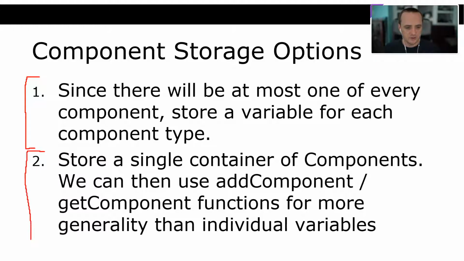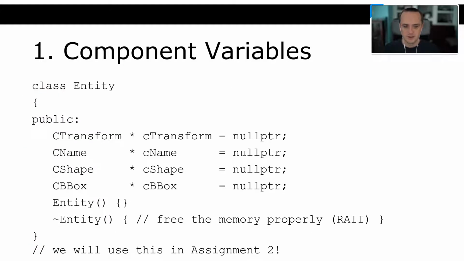The second thing we could do would be to store a single container of components. And then what we will be able to do is use an add component and a get component function for more generality, right? So let's just look at what I mean by that. So here's the first one, where we can have component variables, okay? So let's say here that we were storing raw pointers, okay? So we have a transform component pointer, we call that C transform.